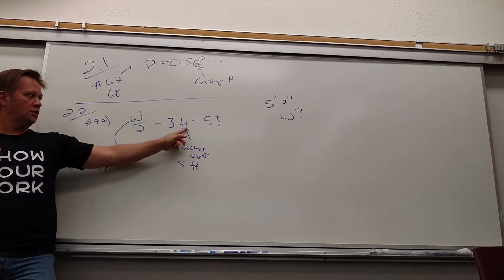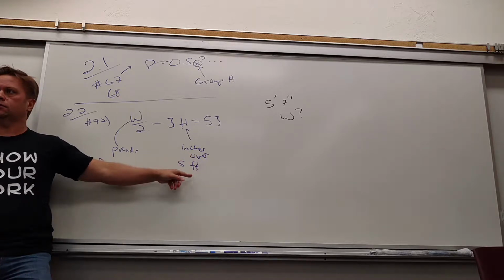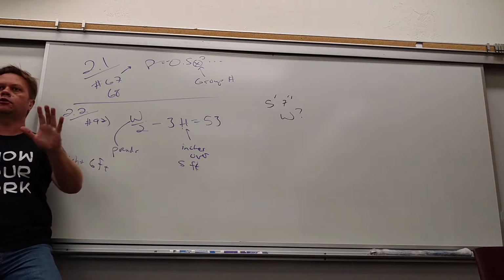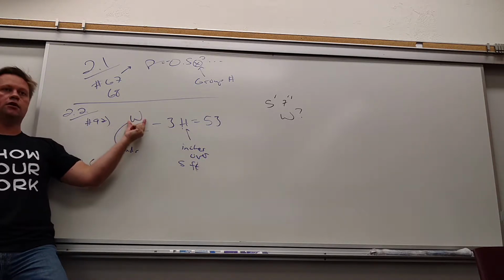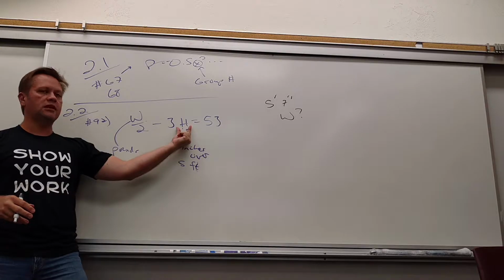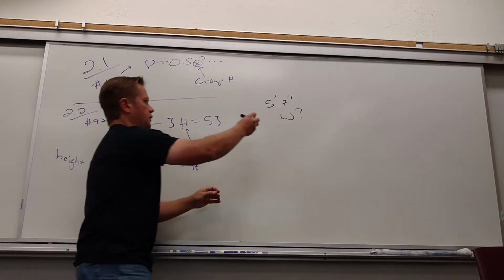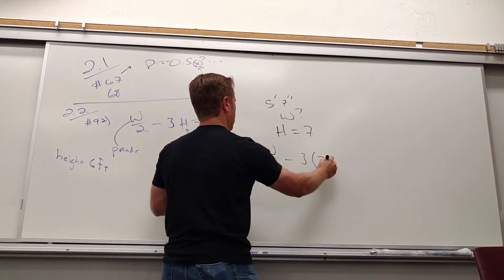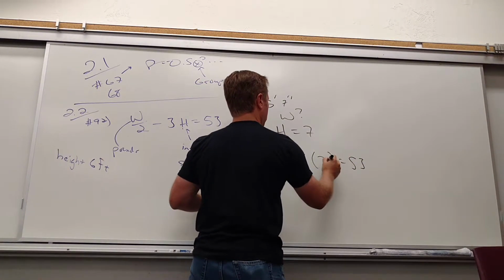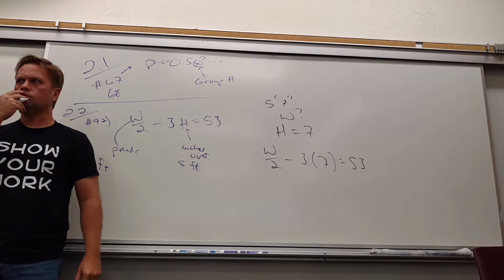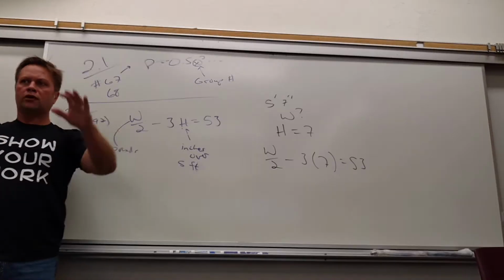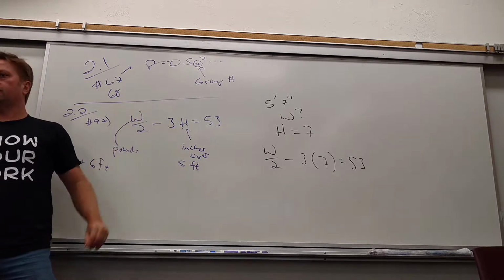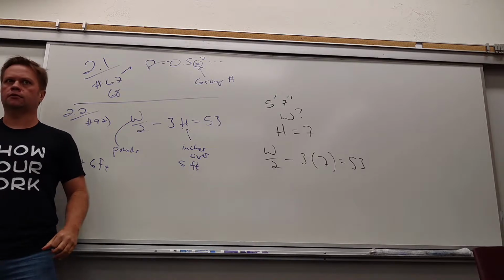So H is height, inches over 5 feet tall. The question would be, if you're 5 foot 7, what would a healthy weight be? Obviously I don't know what the weight is, so I'm not going to put anything there. But I know I'm 5 foot 7, so I'm 7 past 5 feet. I'm going to put H equal to 7. Plug it in: W over 2 minus 3 times 7, and solve this equation. That's all. If I have a relationship between two things and I know one of them, I can solve for the other one. That's the whole idea.